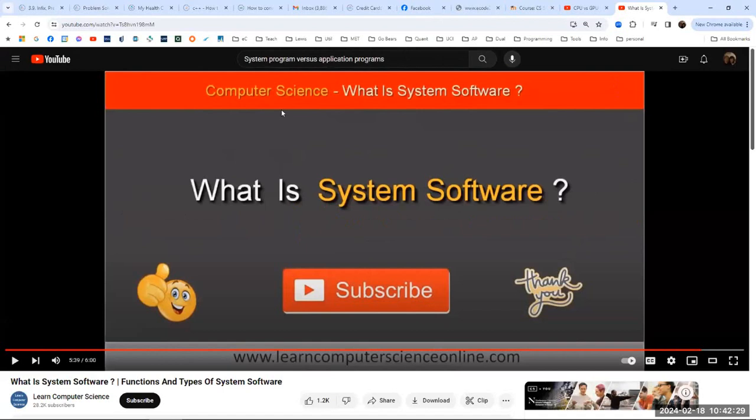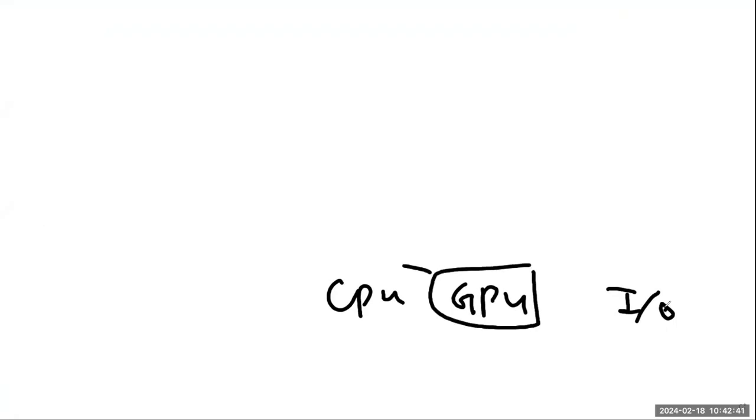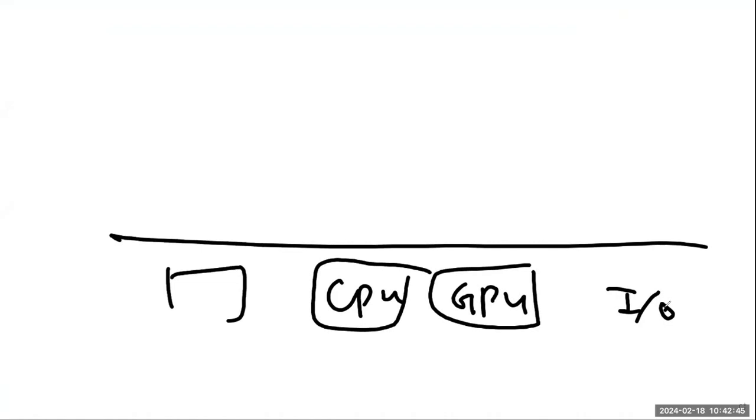So system software is like Windows. No matter if it is your CPU, your GPU, your I/O devices, these are inside your computer, and also your memory system, everything is managed by the operating system.